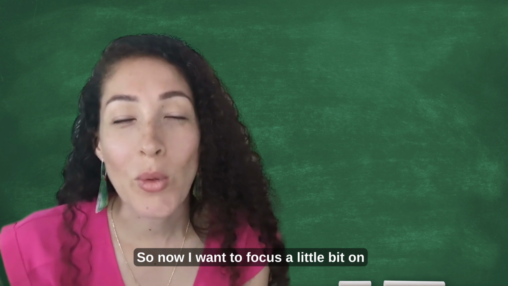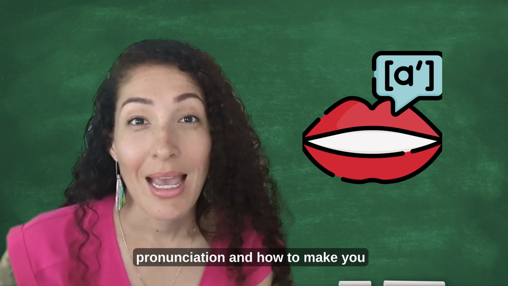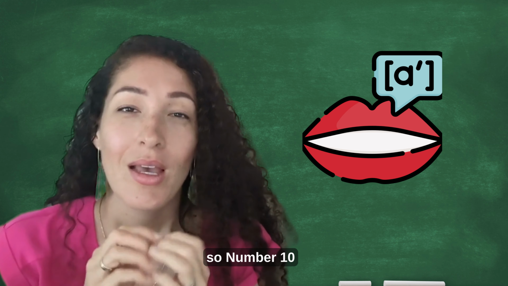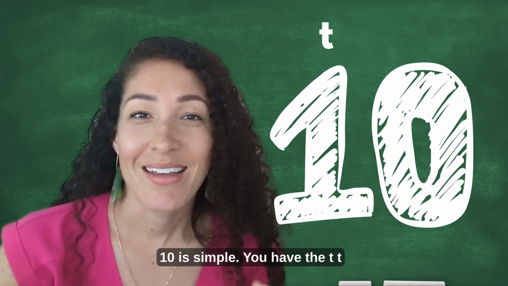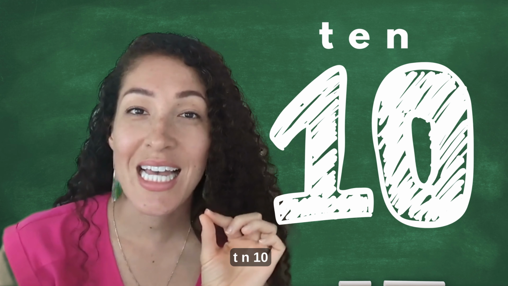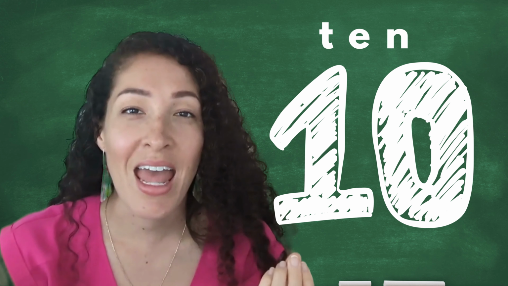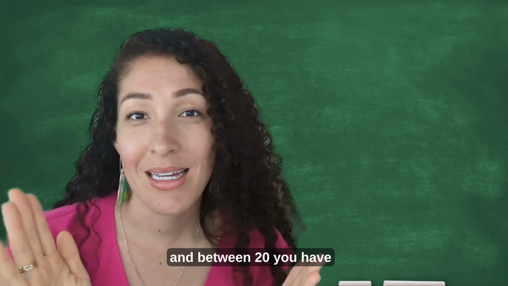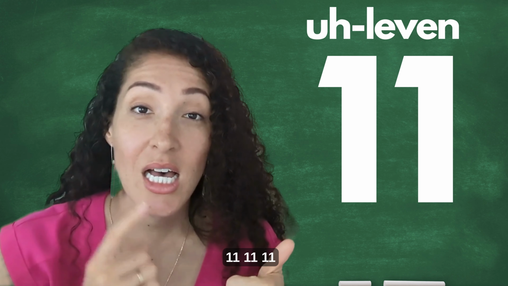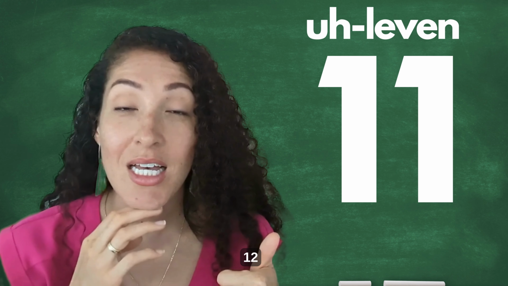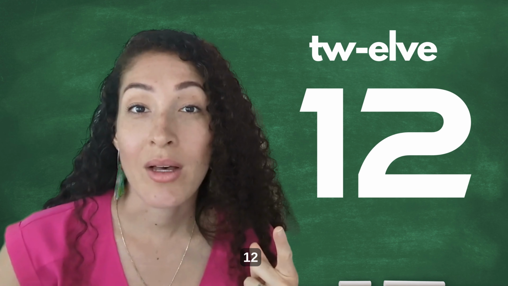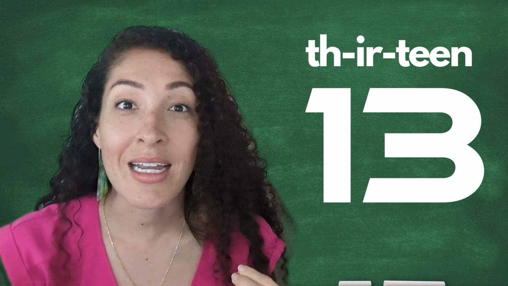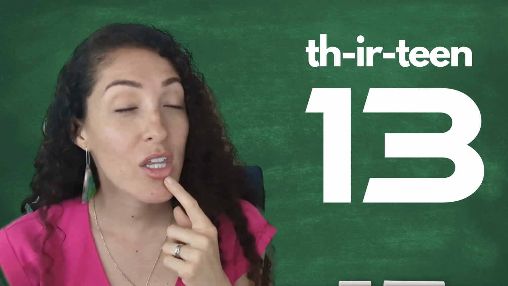So now I want to focus a little bit on pronunciation and how to make you sound like a native when you're reading numbers. So, number 10. 10 is simple. You have the n. 10. When we get into numbers after 10 and between 20, you have 11, 12, 13.